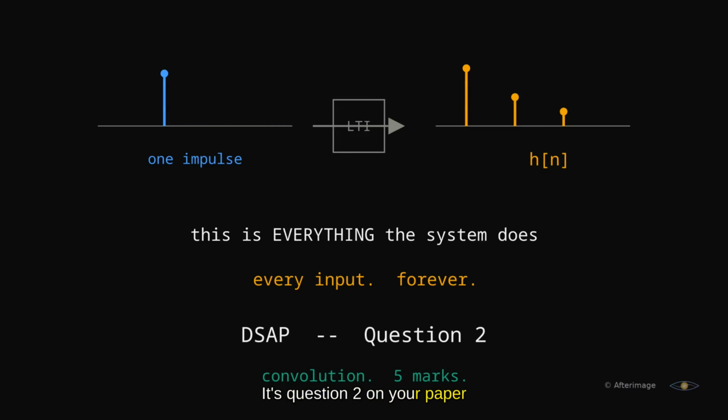It's question 2 on your paper almost every year, and it's 5 marks. So let's take the exact one they keep asking and never get it wrong again.